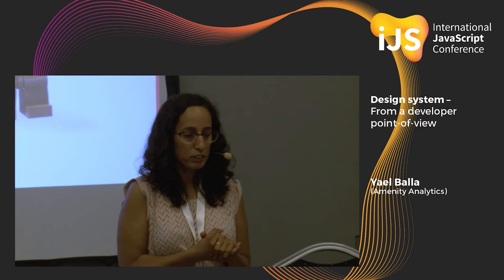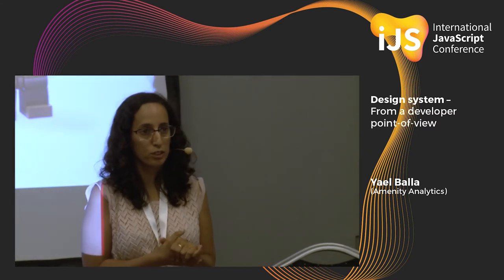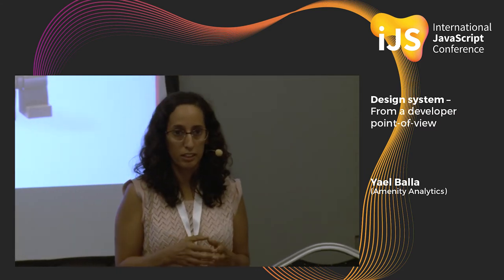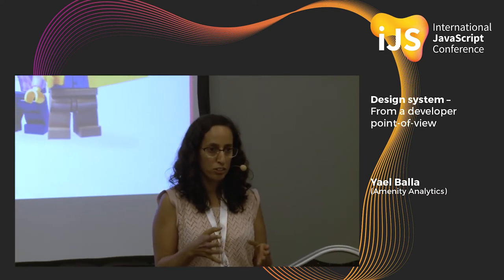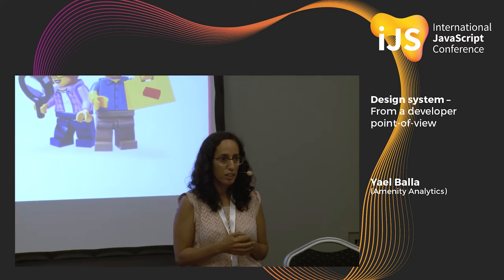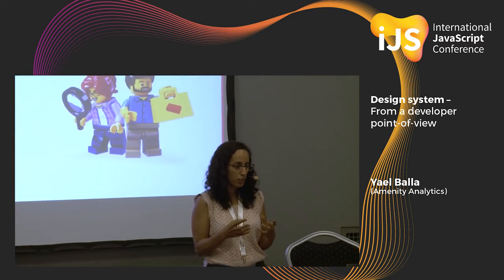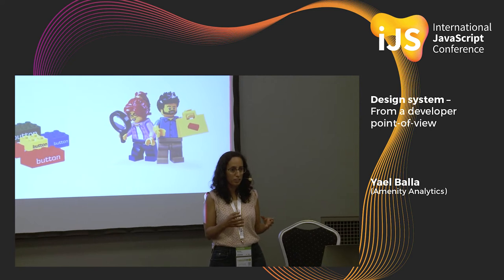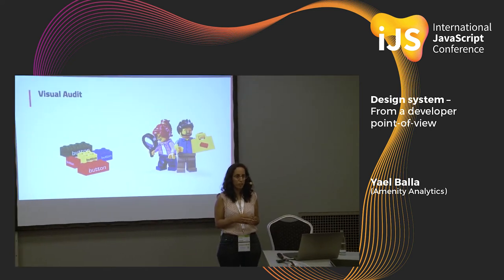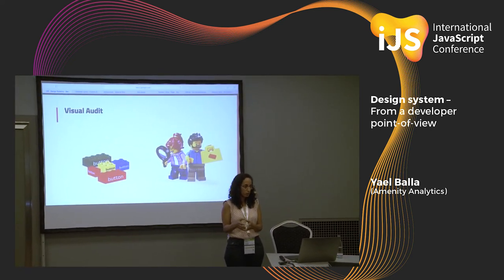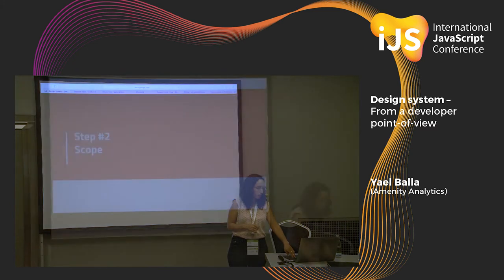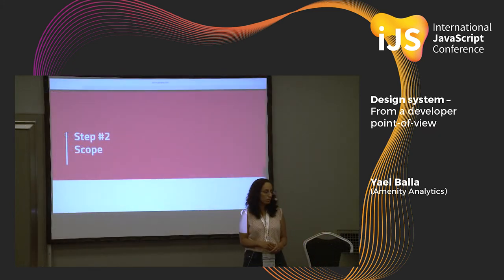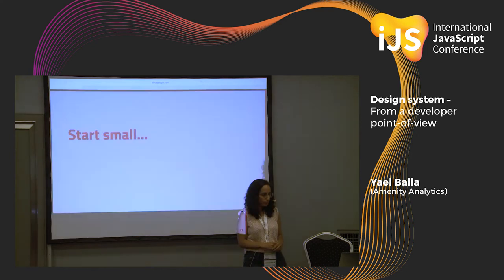And another prerequisite step is to conduct a visual audit of your current design. This will help you to understand how much of an undertaking this process might be. Do you want to use what you have today? Do you want to completely rewrite it? Do you have to do a lot of alignment in your code in order to do that? And this brings us to the next step, scoping the project.